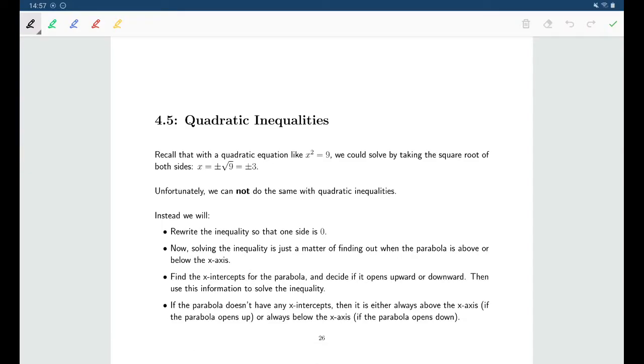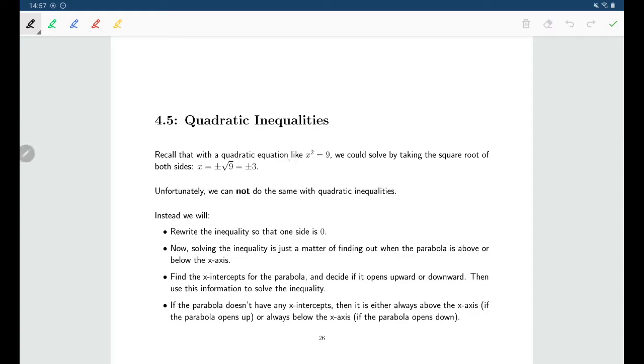Welcome back. In this section, we'll be solving quadratic inequalities. We've already looked at solving linear inequalities, and for those we were able to solve them algebraically, moving numbers from one side of the inequality to the other, isolating the variable, and then coming up with a solution. And unfortunately, we run into a problem with quadratic inequalities and actually anything that's nonlinear.